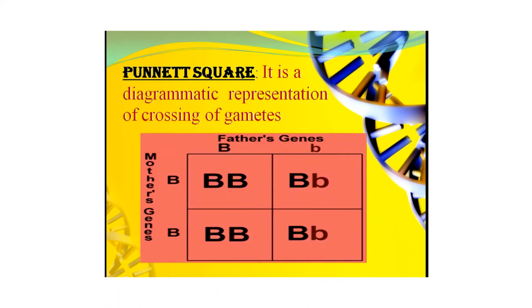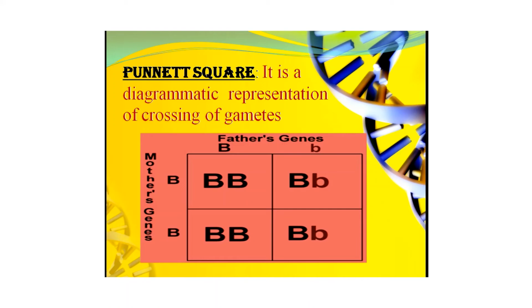Now, whenever you are crossing the gametes in Mendel's laws, that has to be represented in this square format. So this kind of square, Mendel called it as Punnett square. So Punnett square is just like a diagrammatic representation where you can see gametes are getting crossed. So it's just a diagrammatic representation of crossing to show the crossing of gametes happening.